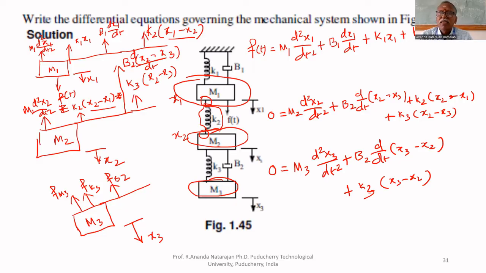If it is KVL, Kirchhoff's voltage law, the number of equations equal to number of loops in that circuit, the number of closed paths in that circuit. As far as a mechanical system is concerned, number of equations equal to number of masses. M1, M2, M3, three masses are there. Therefore, three equations. So these three differential equations together represent the given mechanical system.